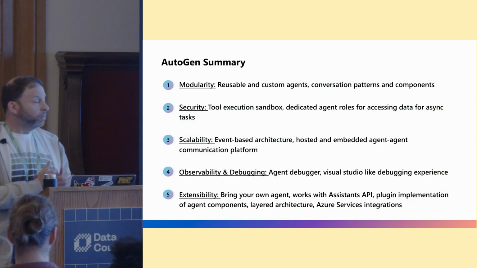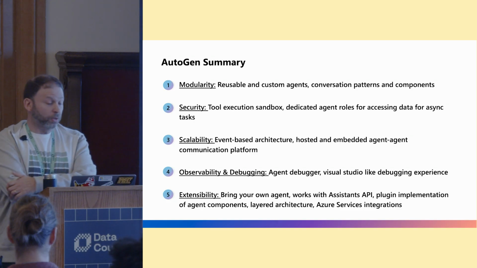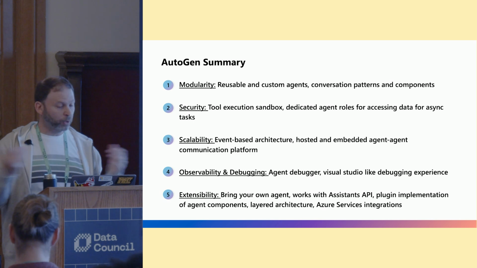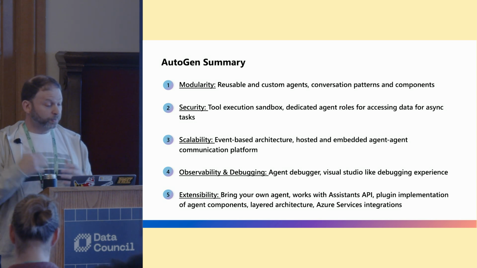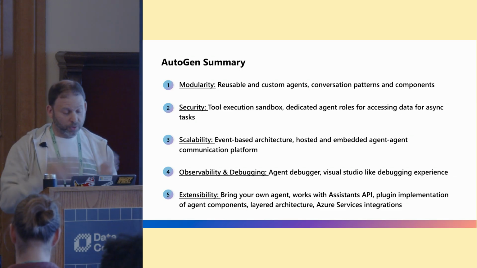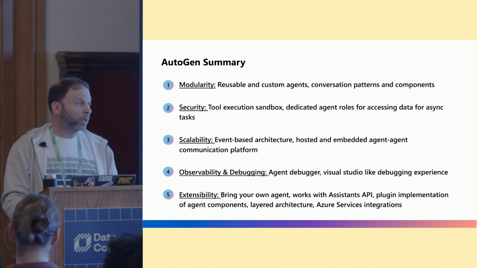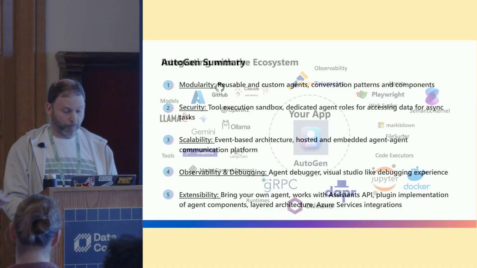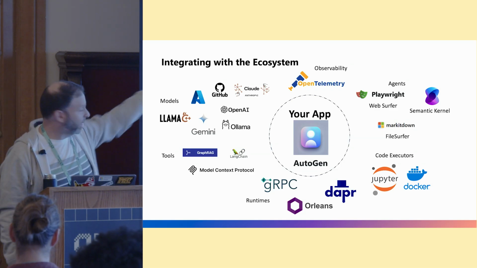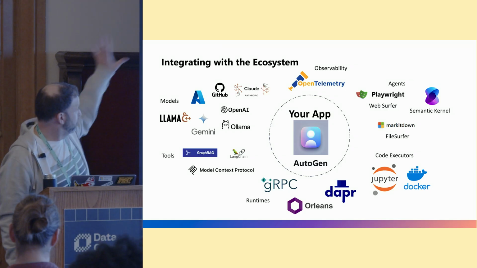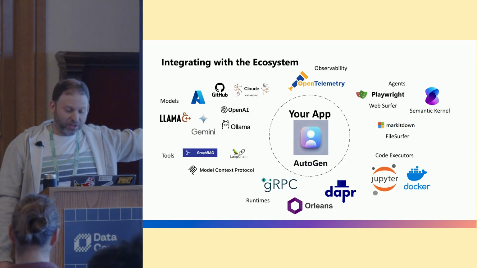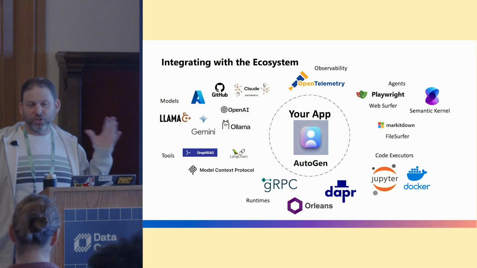Some of the high-level features, benefits of AutoGen: the modularity, the ability to build custom agents, to connect them, to make them work together. Security, scalability, then observability and debugging, as I showed you, and extensibility. So as you can see, you're really getting a really cool out-of-the-box solution, open source. And at the end of the day, if you think about this, in the middle, that's your application. And you can use any sort of model that you want. You can use any sort of agent that you want. You can use any sort of code executors that you want. It's just very, very flexible.